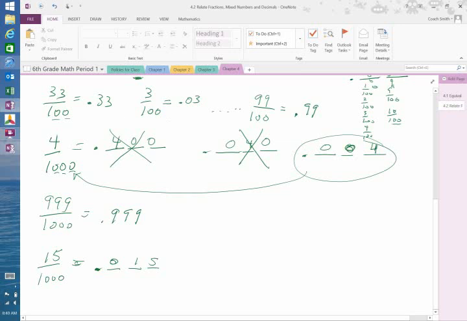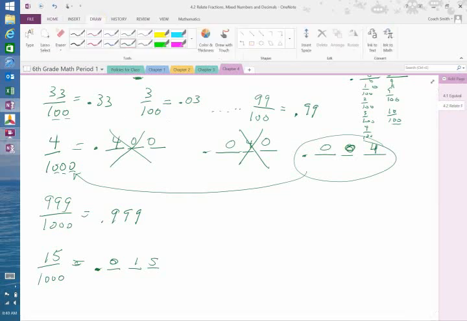Now, we've talked about, in the past, when you need zeros and when you don't need zeros. That 0 you have to have. This 0 you don't have to have. Those 2 zeros you don't have to have. But this 0 you do have to have there. It is holding an important place value.